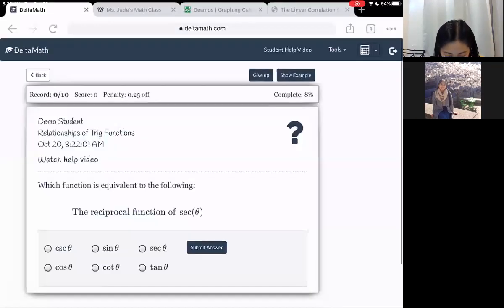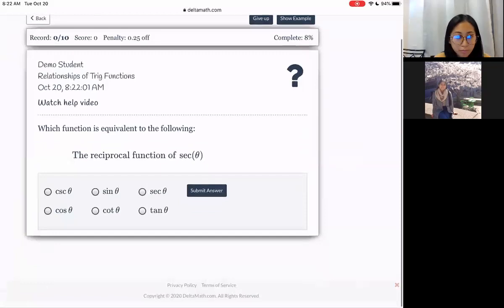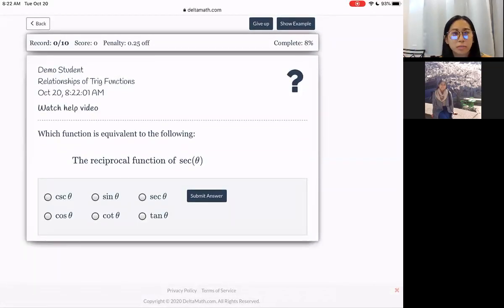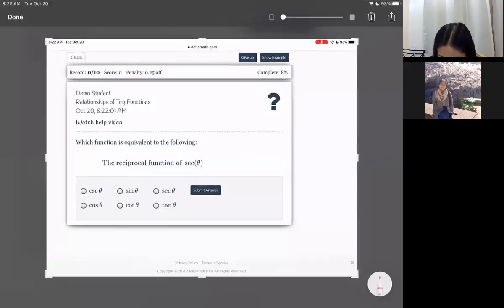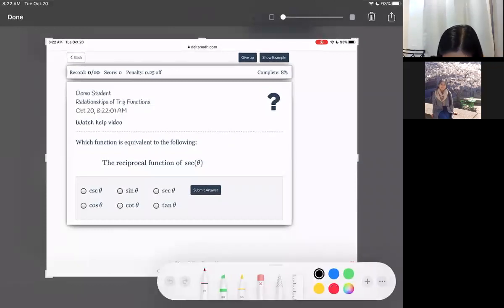All right, so this one says, which function is equivalent to the following, the reciprocal function of secant? So I think I lagged a little bit there, so I'm going to repeat. Which function is equivalent to the following, the reciprocal function of secant? So hopefully you guys remember that from the notes we just wrote. I'm just going to rewrite it out again because we had a couple people come in from the waiting room.